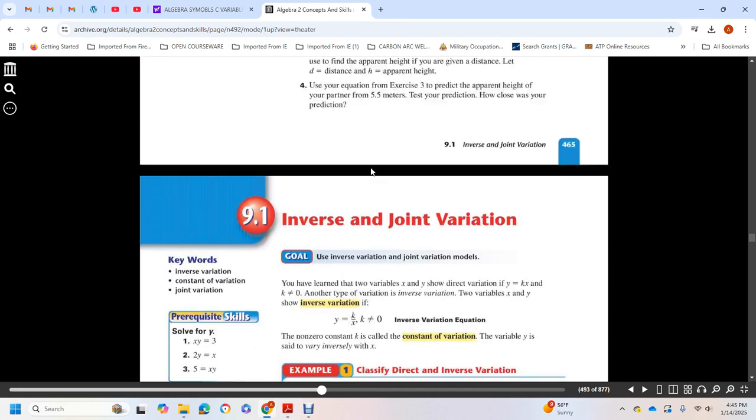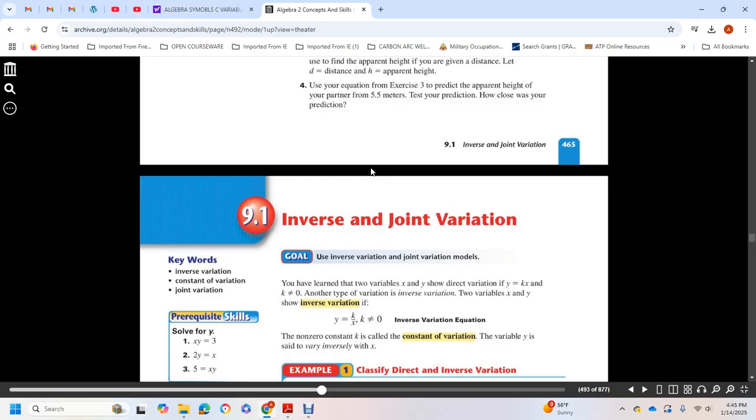Alright, 9.1, inverse and joint variation. You've used direct variation. You learned that two variables x and y show direct variation if y is equal to kx, when k is not equal to 0. Another type of variation is inverse variation.